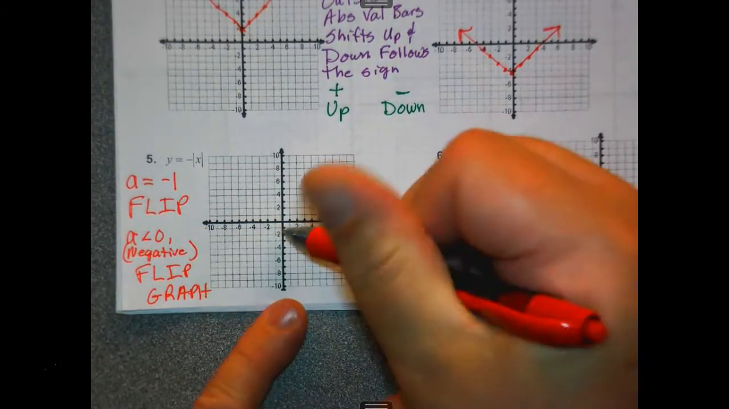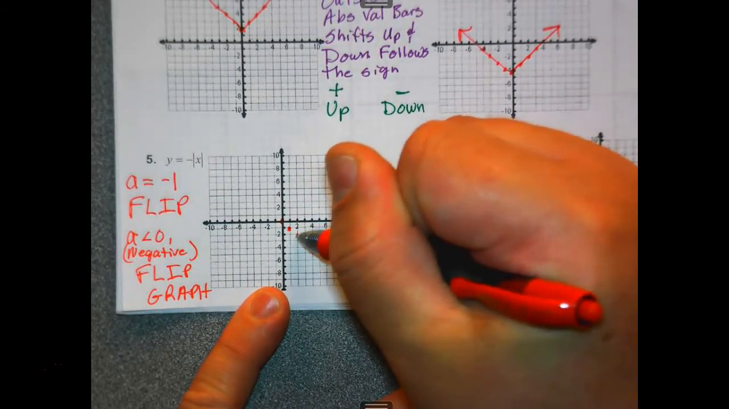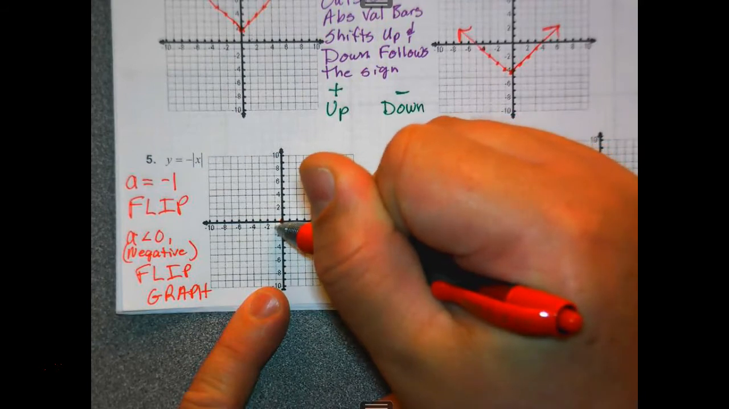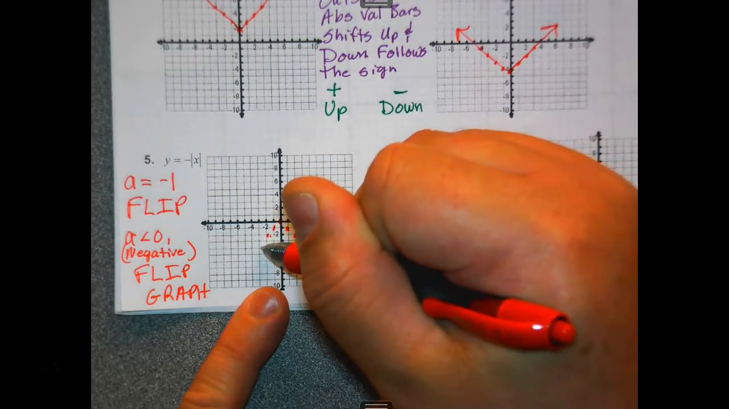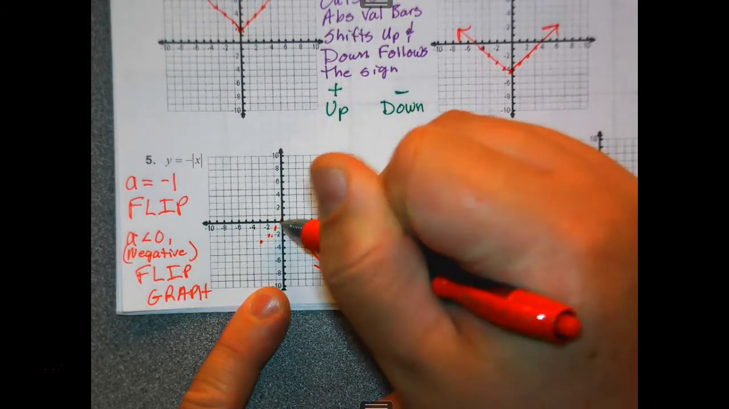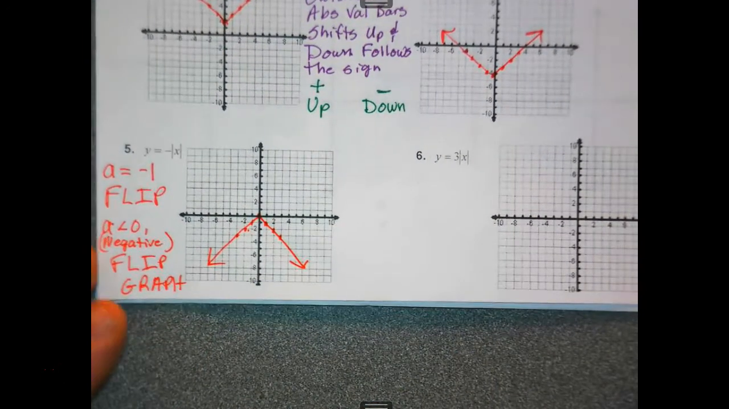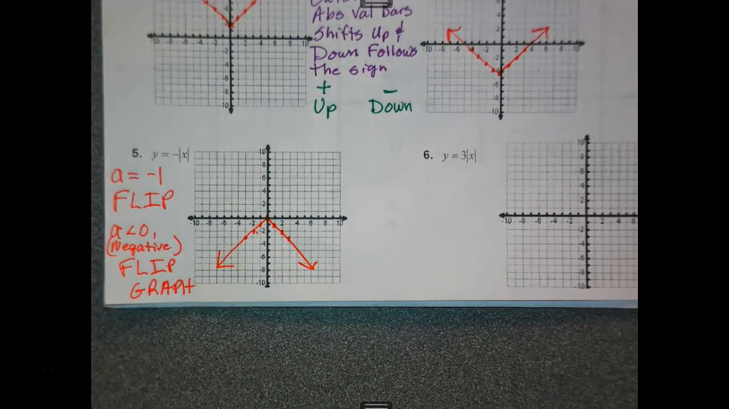Okay, so I'm just going to flip it. 1, 1, 1, 1, 1, 1, 1, 1, 1, 1, 1, 1. And there's my parent graph flipped. Are you with me? Okay, next one. I think I can finish this up today.